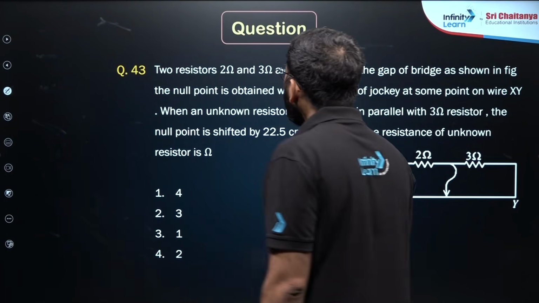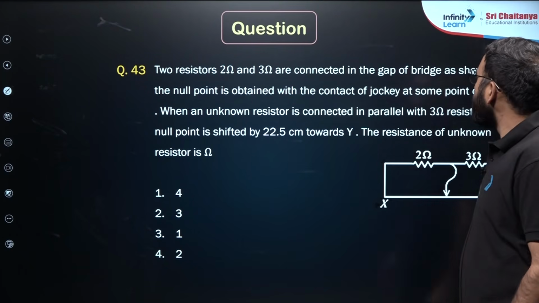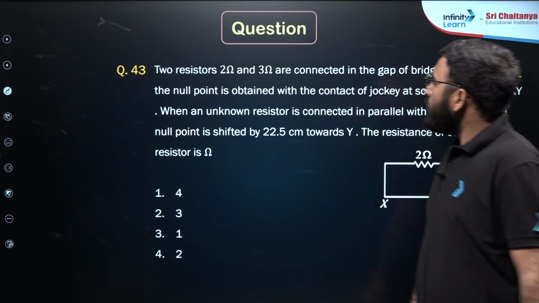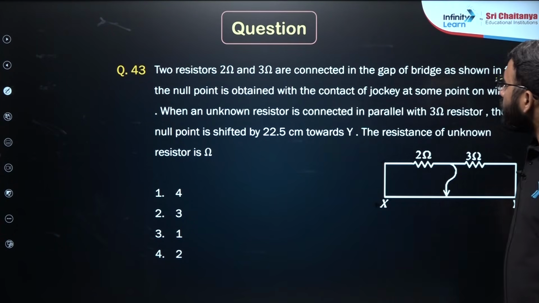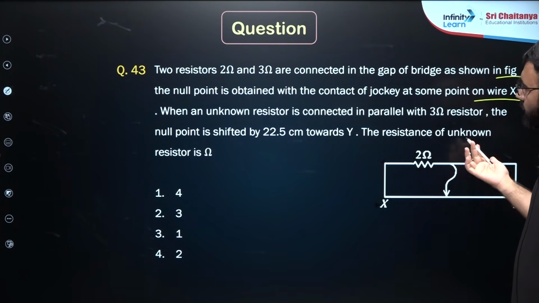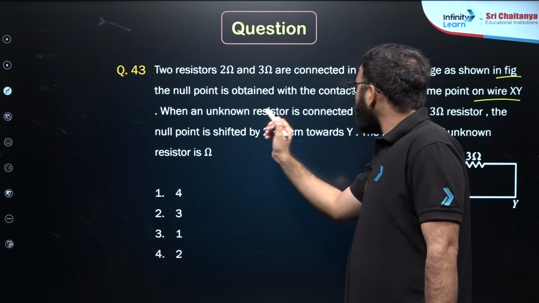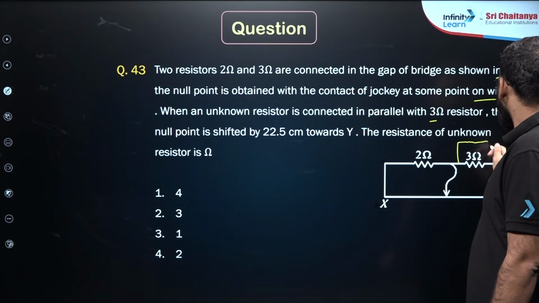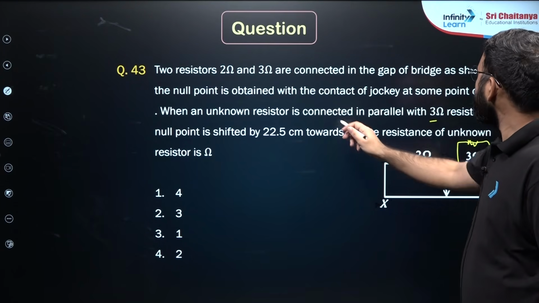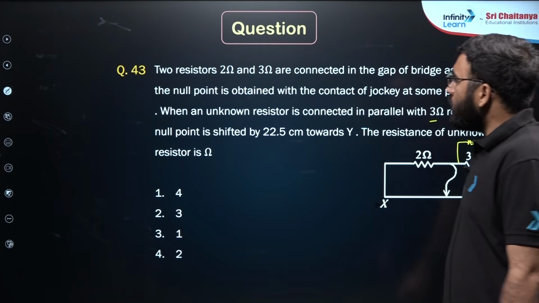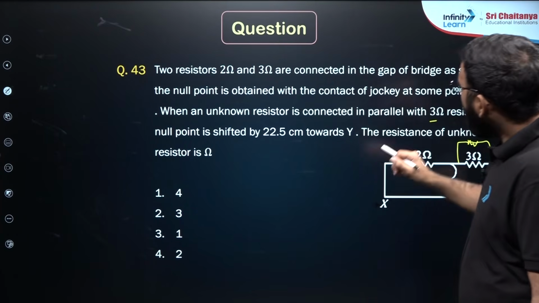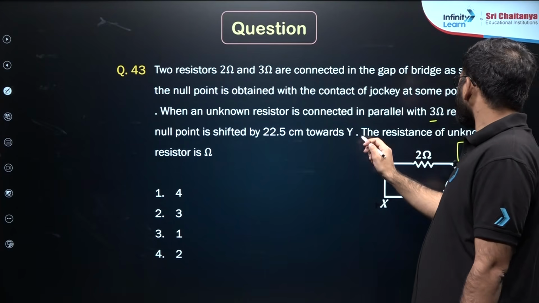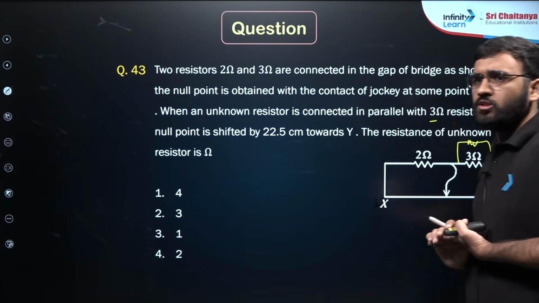Next one. So the two resistances 2 ohm and 3 ohm are connected in the gaps of the bridge as shown in the figure. Okay. So the null point is obtained with the contact of jockey at some point in between x and y when an unknown resistance is connected in parallel with the 3 ohm resistor. The null point is shifted by 22.5 centimeter towards y, means in this way. Okay, so the unknown resistance is how many ohm.